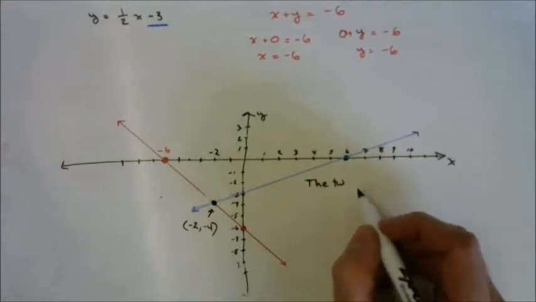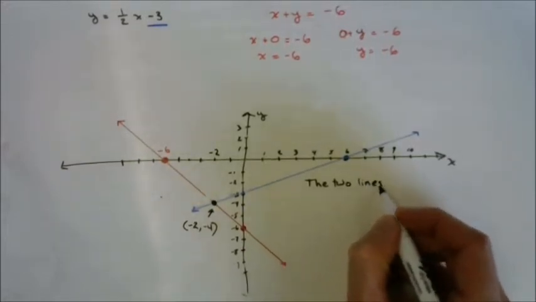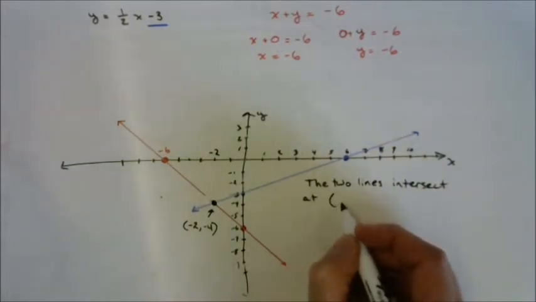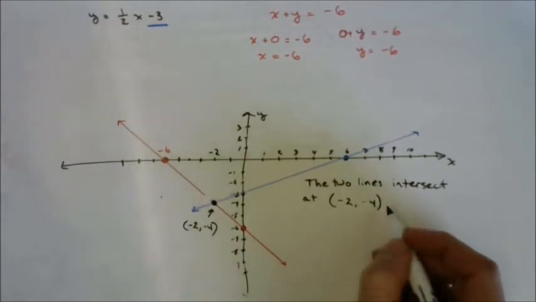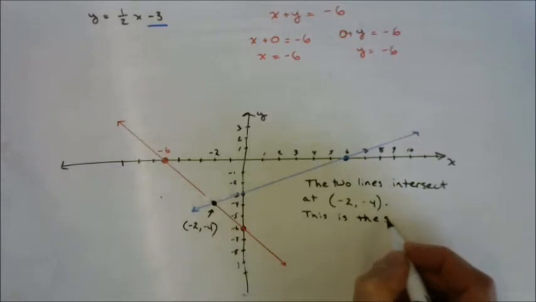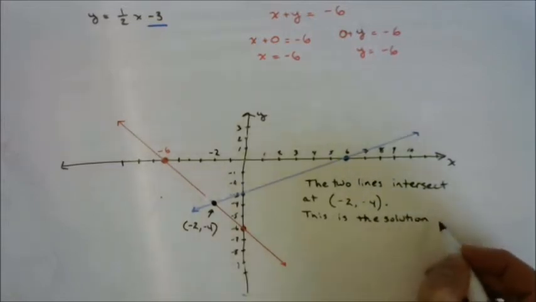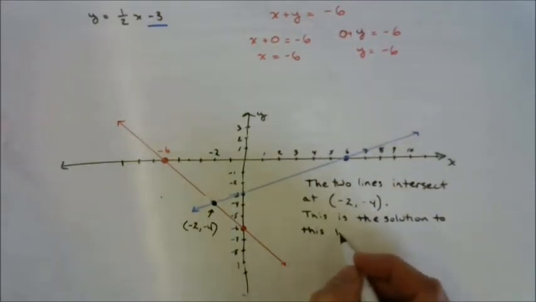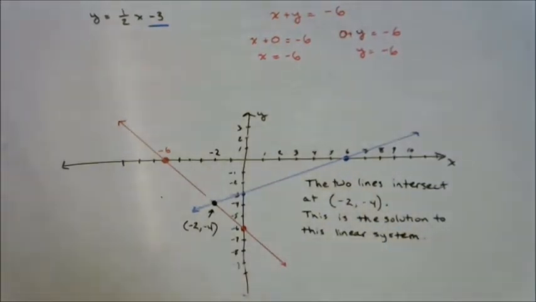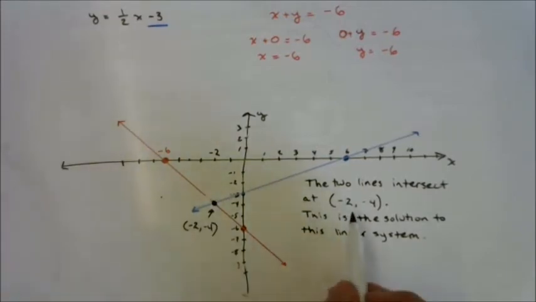So we have the 2 lines intersect at -2, -4. This is the solution to this linear system. So you get a question that says, what's the solution to the linear system? Well, you know that means point of intersection. There you go. -2, -4 is the answer to the question, or the solution to the linear system.